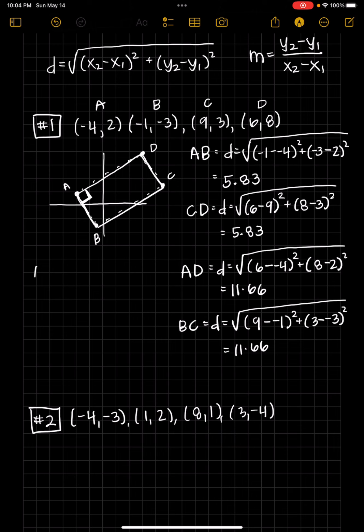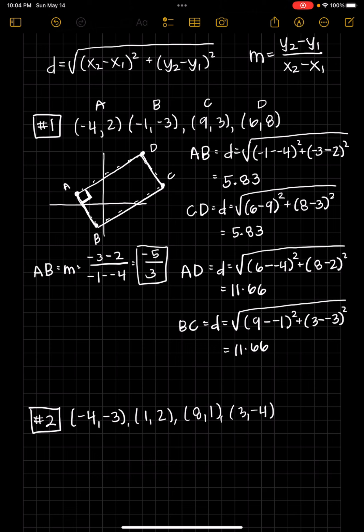So I'm going to start with the slope of AB, which would be, again, the slope formula, y2 minus y1 over x2 minus x1. So I'm going to have negative 3 minus 2 on top over negative 1 minus negative 4 on bottom, which gives me negative 5 over 3. Okay, so my slope is negative 5 over 3. That's as simple as it'll go.